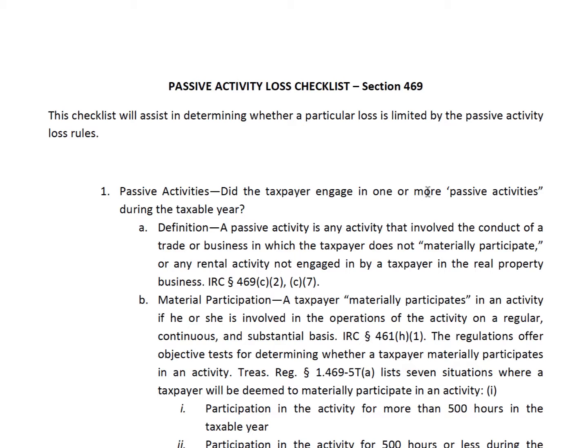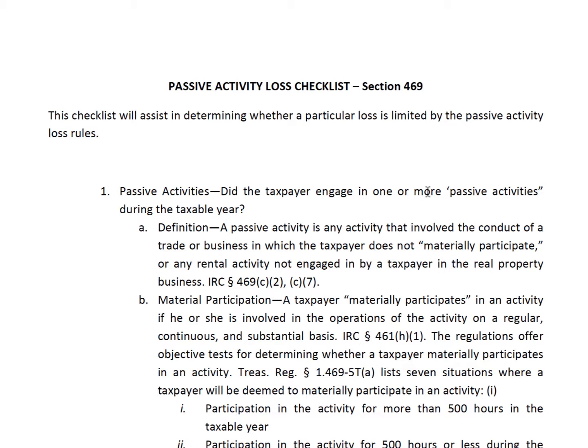It's basically saying that we are going to divide up activities into three different groups, three different baskets. We call them baskets. The first basket is the active basket. The second basket is the passive basket. And the third basket is the portfolio basket. The idea is that any income or losses within the baskets can only offset itself.